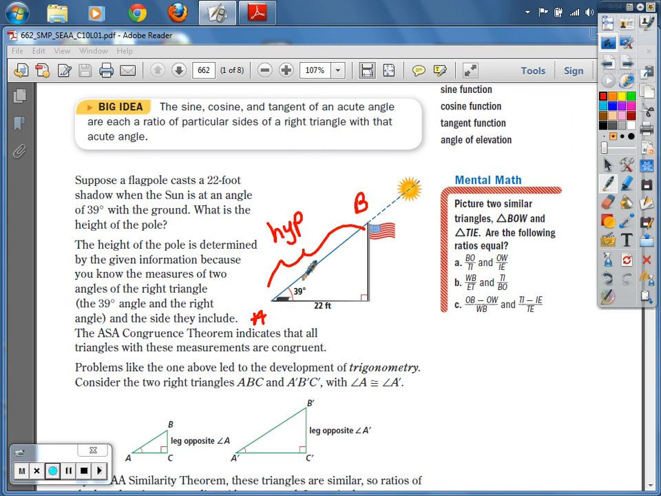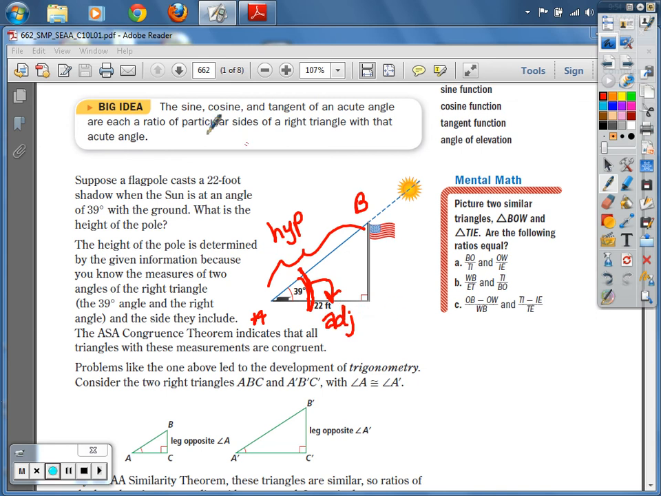What did they give me? Well, they gave me this angle. They gave me this 39-degree angle. Then what else did they give me? They gave me this side. So let's think about this. They gave me an angle and they gave me a side. Which side is this? Adjacent or hypotenuse? This happens to be adjacent.